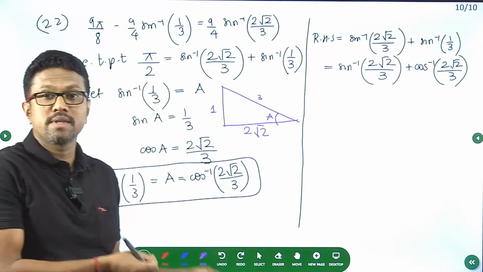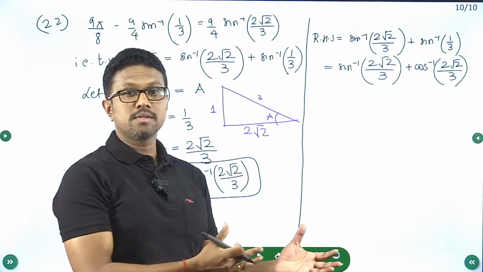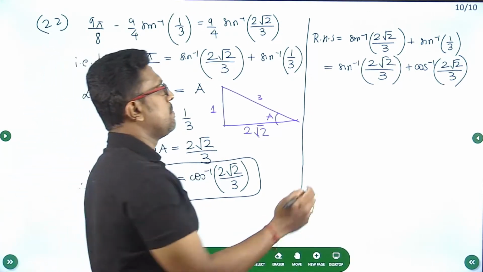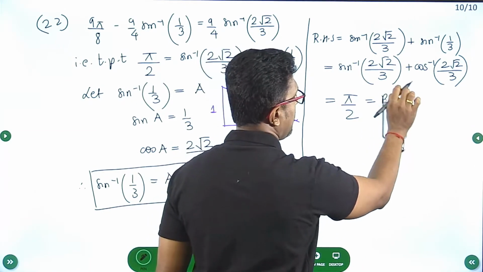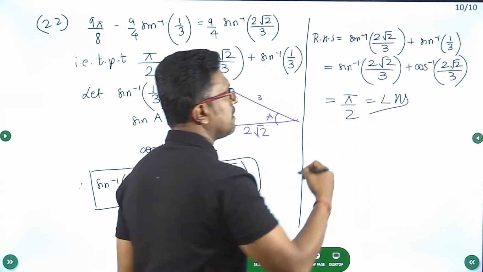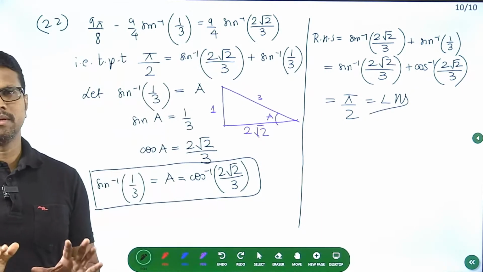So this is like the formula: sine inverse of x plus cos inverse of x is equal to pi by 2. So this value is equal to pi by 2, which is the required LHS. So ये proof भी बहुत ही simple था.